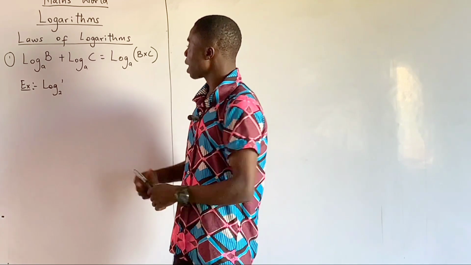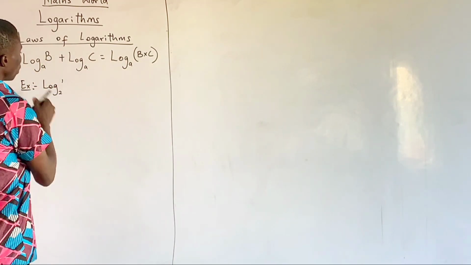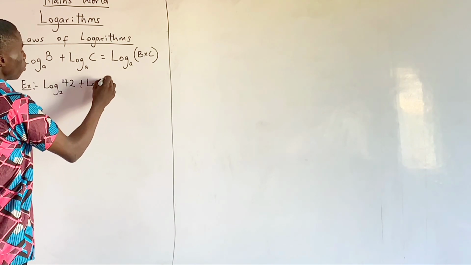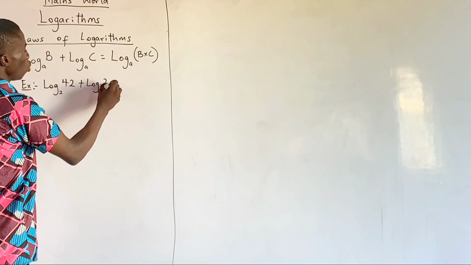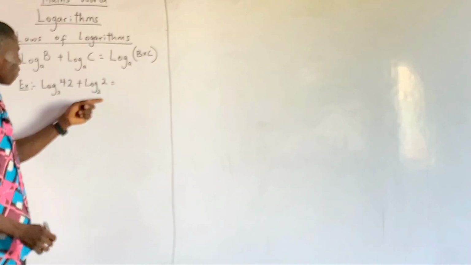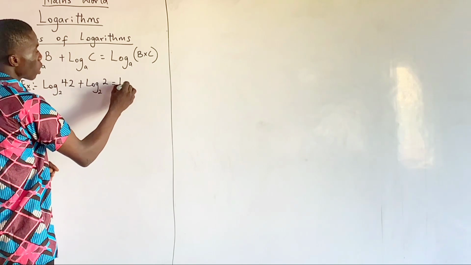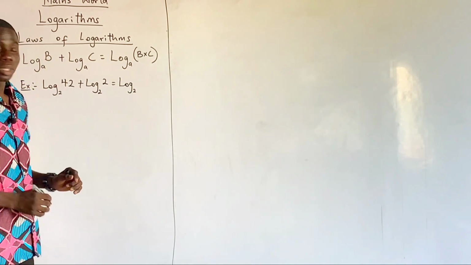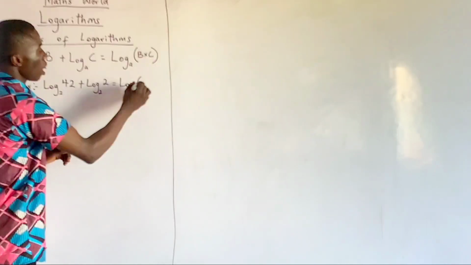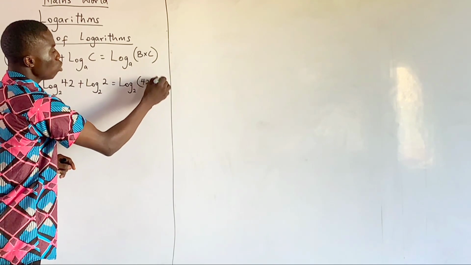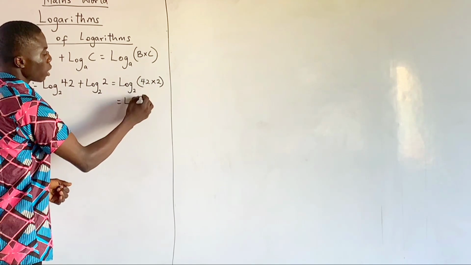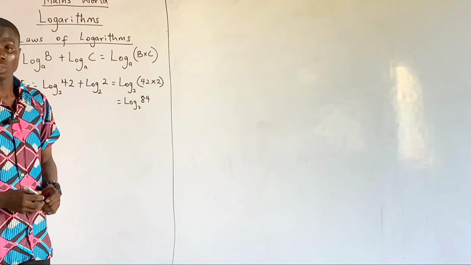Do you get it? For instance, if you have log 42 base 2 plus log 2 base 2, what we are going to do is multiply this and this together, because they have the same base. I'm taking one log, which is log base 2. They are the same. This is plus. I will multiply this together: 42 times 2. Then you calculate, which will later give us 84. Are you getting it now?